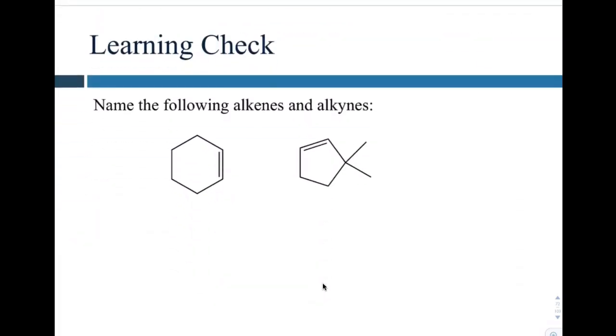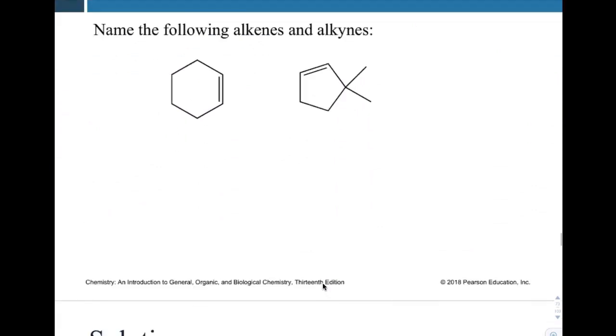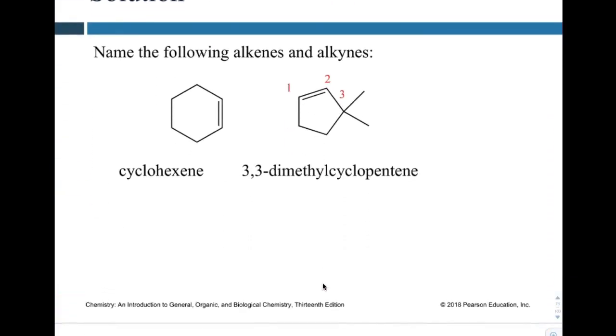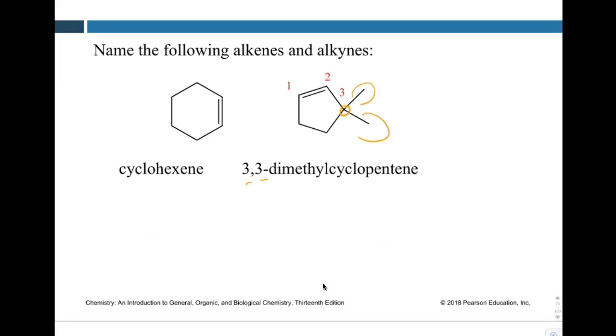So give a quick pause and name these. So you should get cyclohexene. Again, because we're constantly rotating this, you don't have to tell me where it is. And 3,3-dimethylcyclopentene, because on carbon 3 I have 2 methyls and I have to say dimethyl. Each methyl gets their own number.